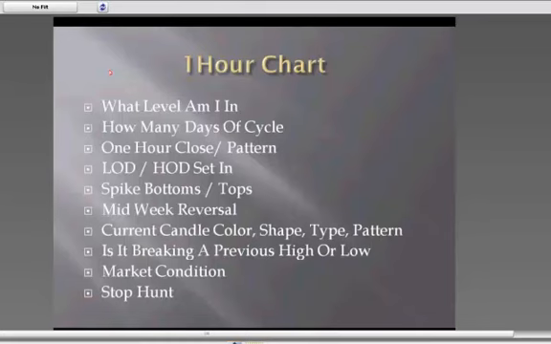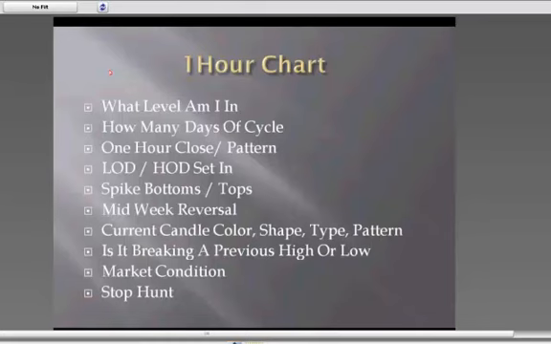The same thing on the 1-hour chart. What level am I in? How many days am I in the cycle? What's the 1-hour close or pattern look like? Railroad tracks on the 1 hour? A big fat M on the 1 hour spread out from yesterday to today? Spike bottoms, spike tops. Remember those? The trap moves are made at the highs and lows of the chart. So if there's spikes to the top or spikes to the bottom, that's a trap move.